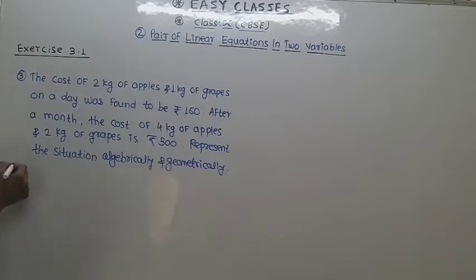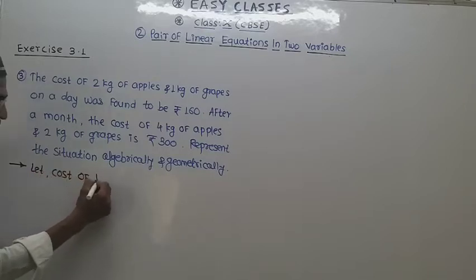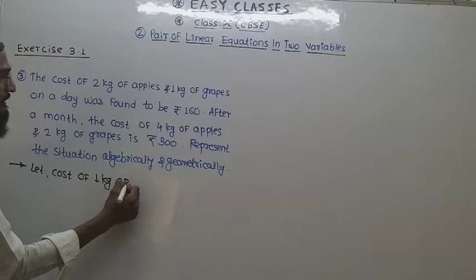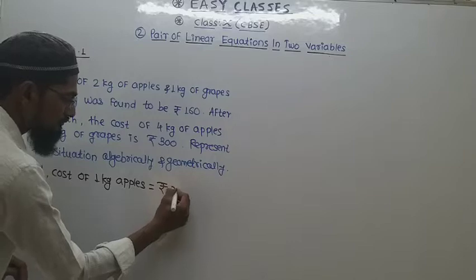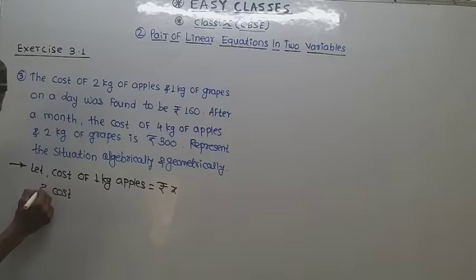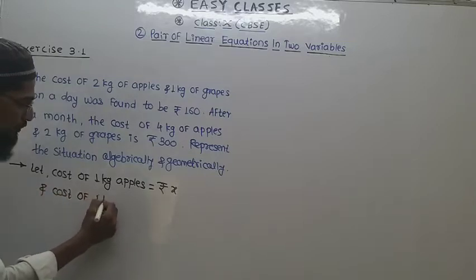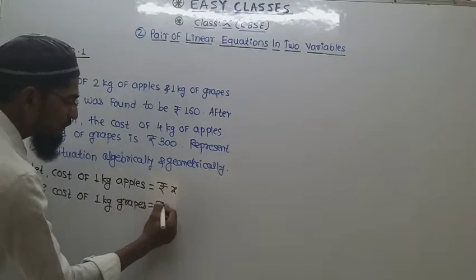So here, the same situation is there. First, we have to take the cost of 1 kg apple and 1 kg grapes. So let the cost of 1 kg apple be rupees x, and the cost of 1 kg grapes be rupees y.